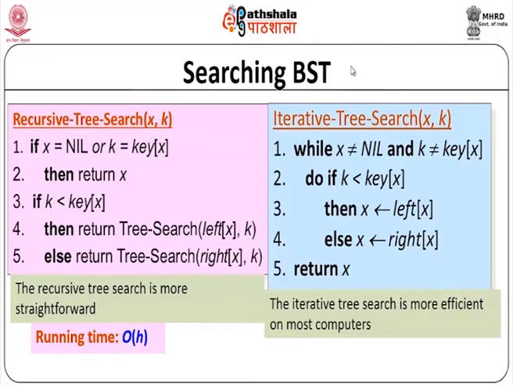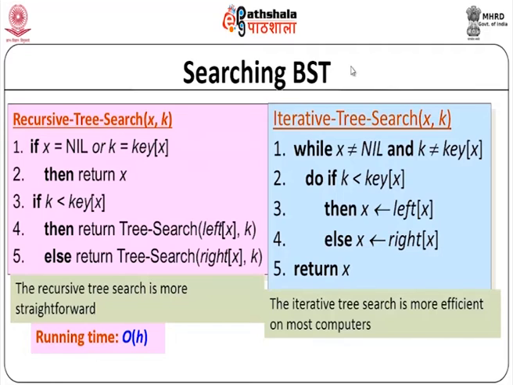Now, if k, the key that you want to search for, is less than the key at the root, then this is the recursive algorithm, you return tree search of left of x, that is, you go to the left subtree, comma the key. So, you are recursively calling tree search with the left subtree, or if it is greater than, you call tree search with the right subtree. So, this is the algorithm.